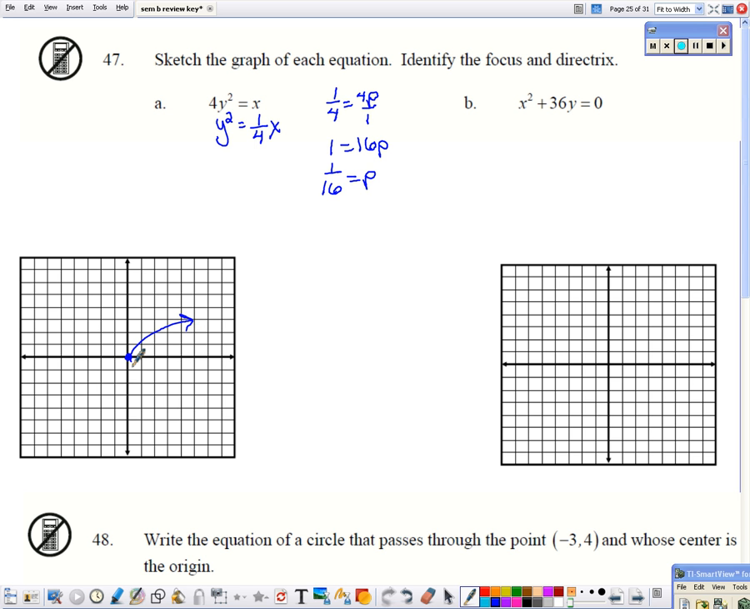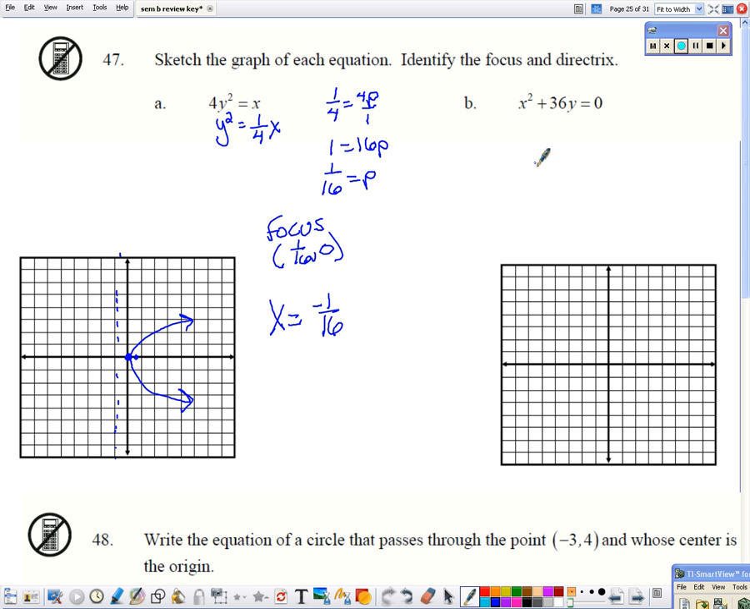So it's sketched like this. And my focus is 1/16 inside the parabola. So the focus is at the point 1/16 over, up 0. And the directrix is the vertical line, 1/16 to the left of the vertex. That's the line x equals negative 1/16.